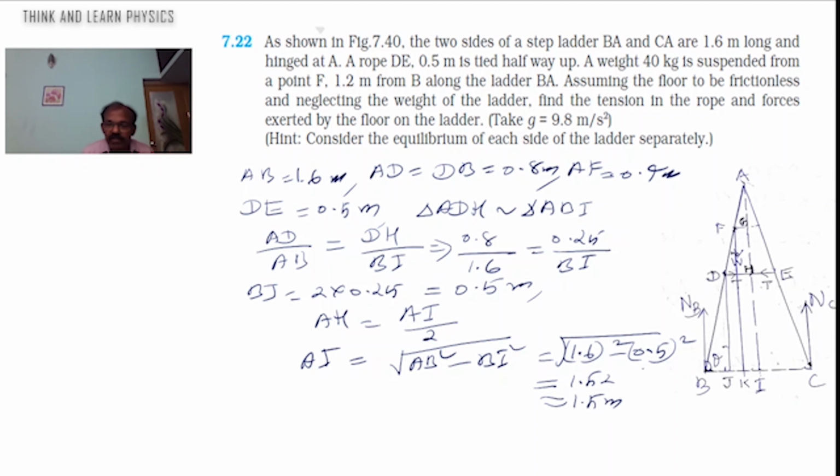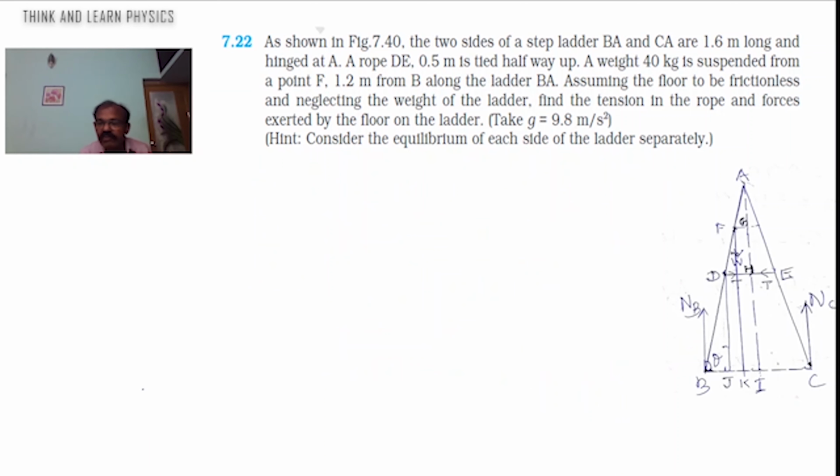Now let us take moments about A of various forces. Taking moments about A, we see that W into KI is the anti-clockwise moment about A of the weight W equals 40 kg.